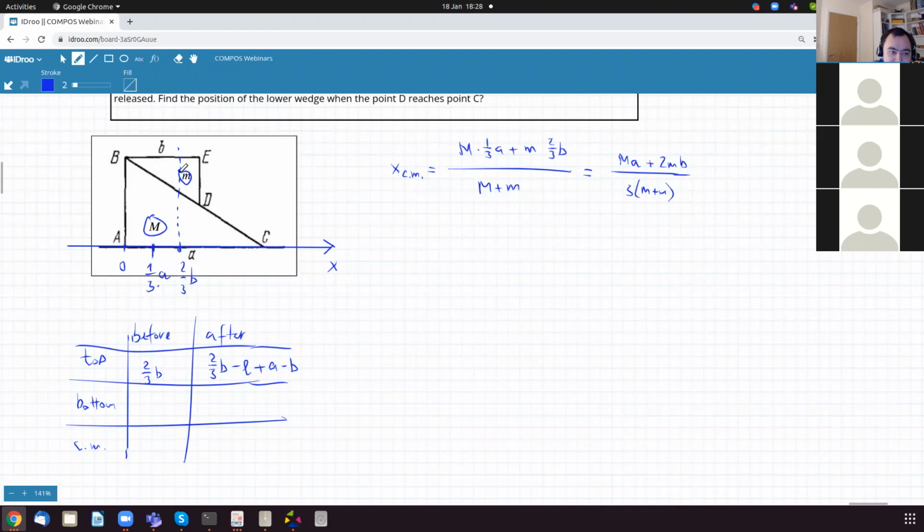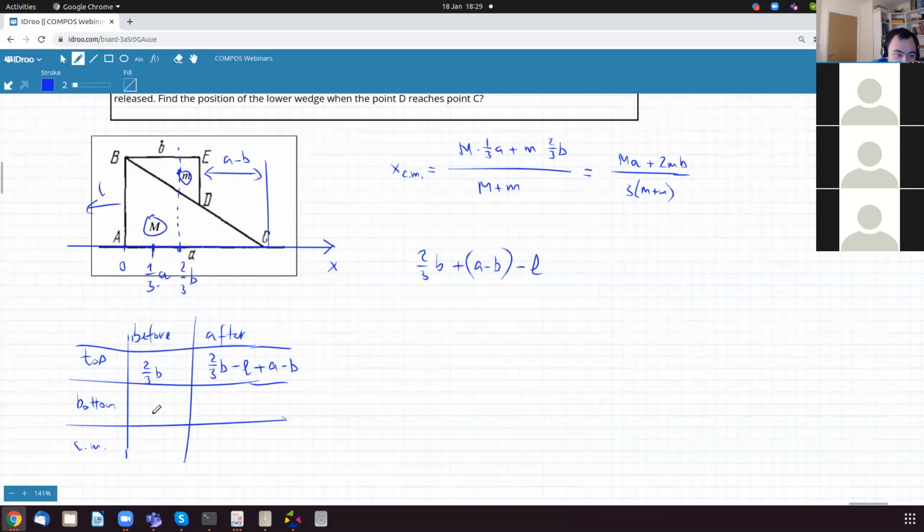So it used to be at a position, so this distance is B minus A. This block started off from 2/3 B. The center of mass of this block started from 2/3 B. Then it moved to the right by B minus A. But then the whole thing shifted to the left by L. And that's where this thing comes from: 2/3 B minus L plus, sorry, A minus B. A minus B.